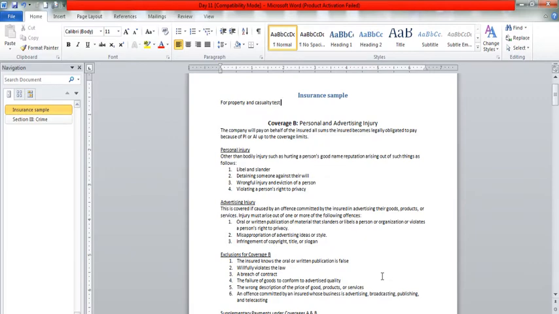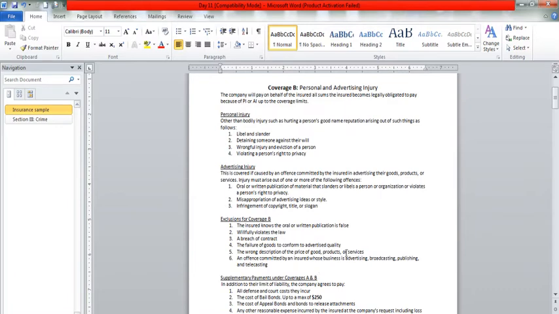So anytime we put some false information about a person, we are able to get sued by that person if that person goes to court, because we are technically using advertising injury against them. Exclusions for coverage B. So what's an exclusion?